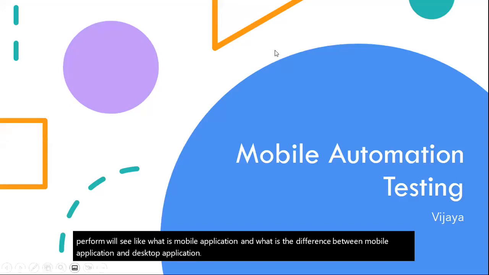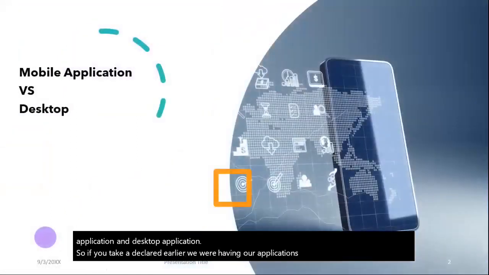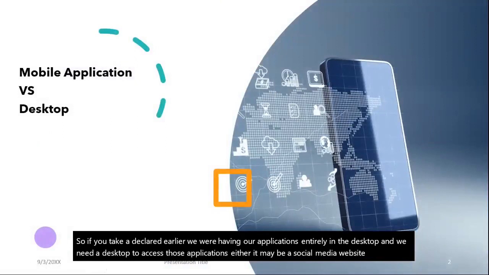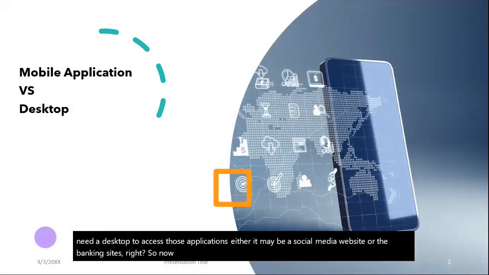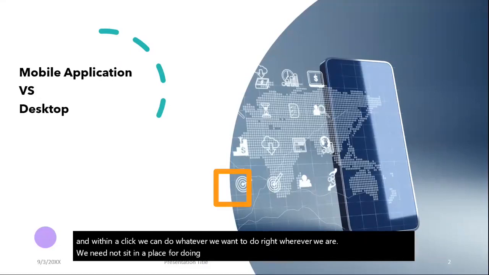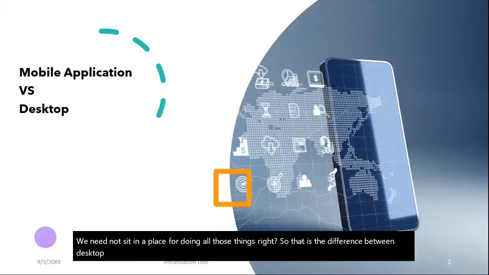If you take a decade earlier, we had our applications entirely on the desktop, and we needed a desktop to access those applications, either a social media website or banking sites. Now it is not that case. We have our mobile, we have a good network, and within a click, we can do whatever we want, wherever we are. We need not sit in one place to do all those things. That is the difference between a desktop application and a mobile application.